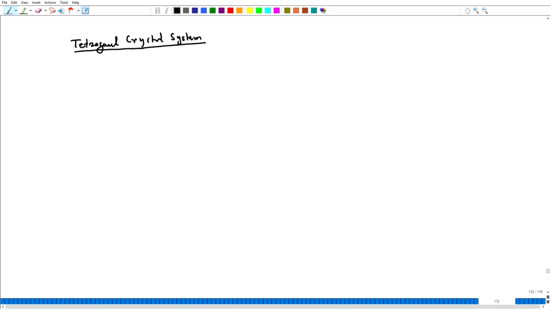Let us put the 4-fold axis parallel to the x3 axis. So, I have x1, x2, x3 and there is a 4-fold axis parallel to the x3 axis.